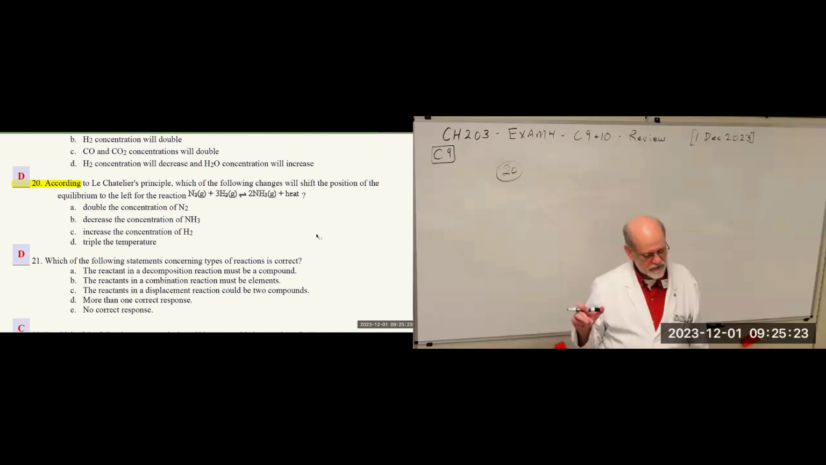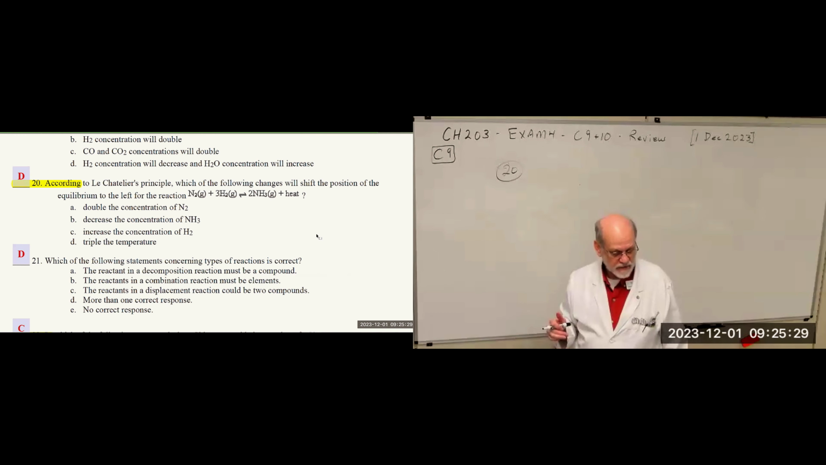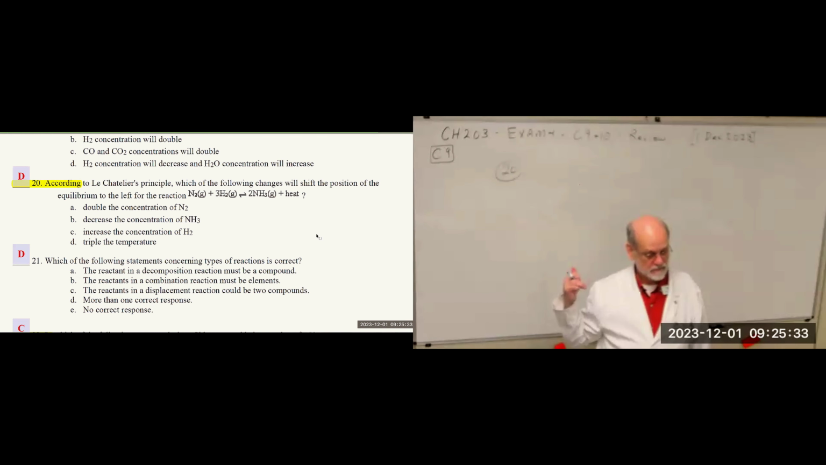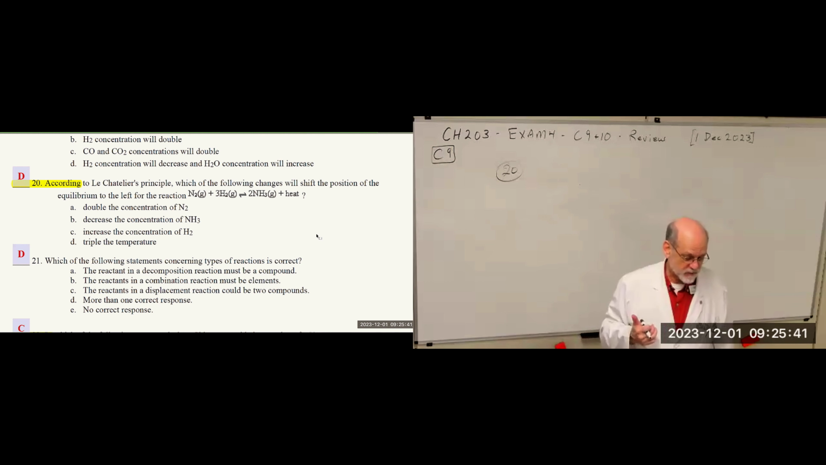So if we increase nitrogen, it's going to push the reaction to the right, correct? The way it's written. Decrease the concentration of ammonia. That'll push it to the right also. Increase the concentration of H2. That'll push it to the right. Right. What about triple the temperature?